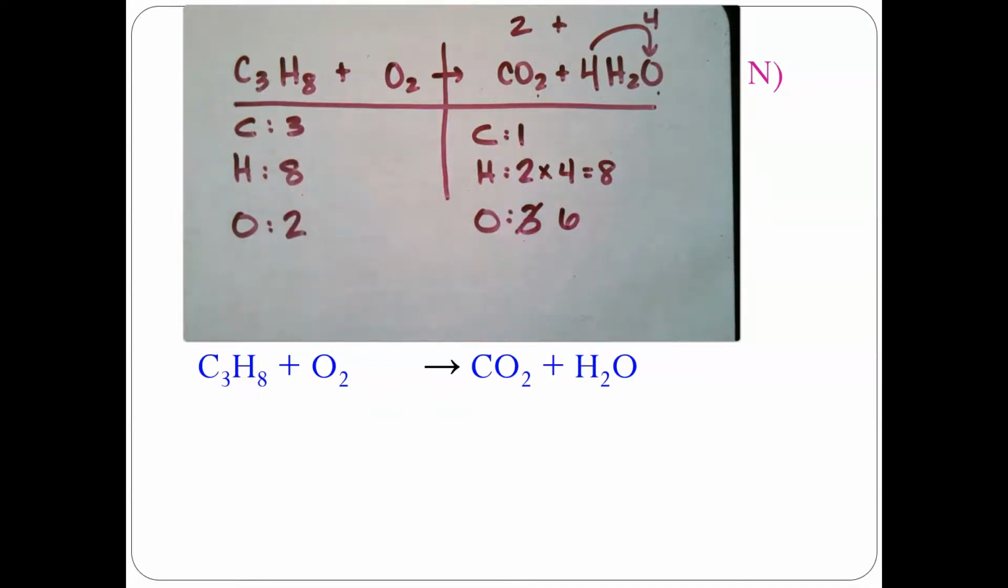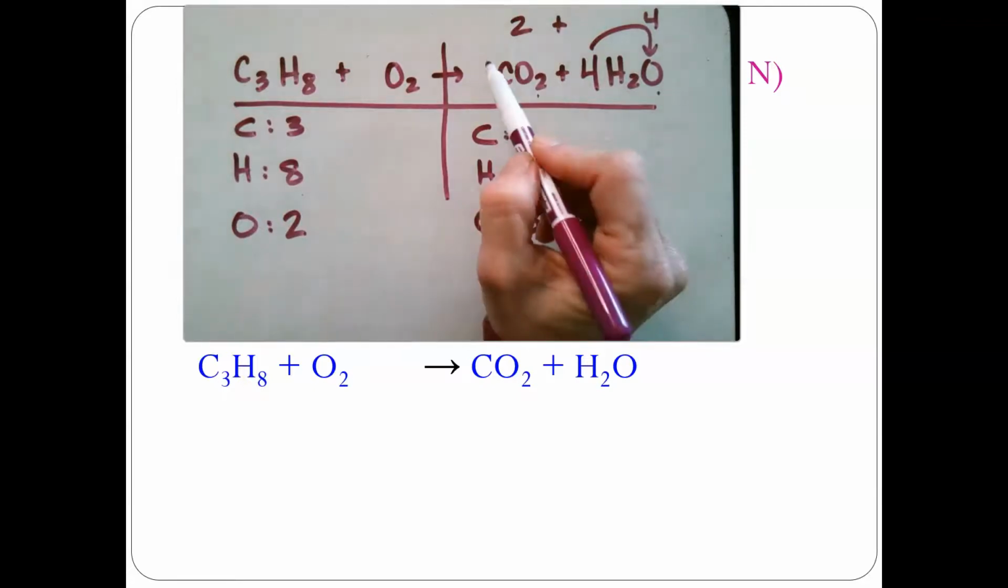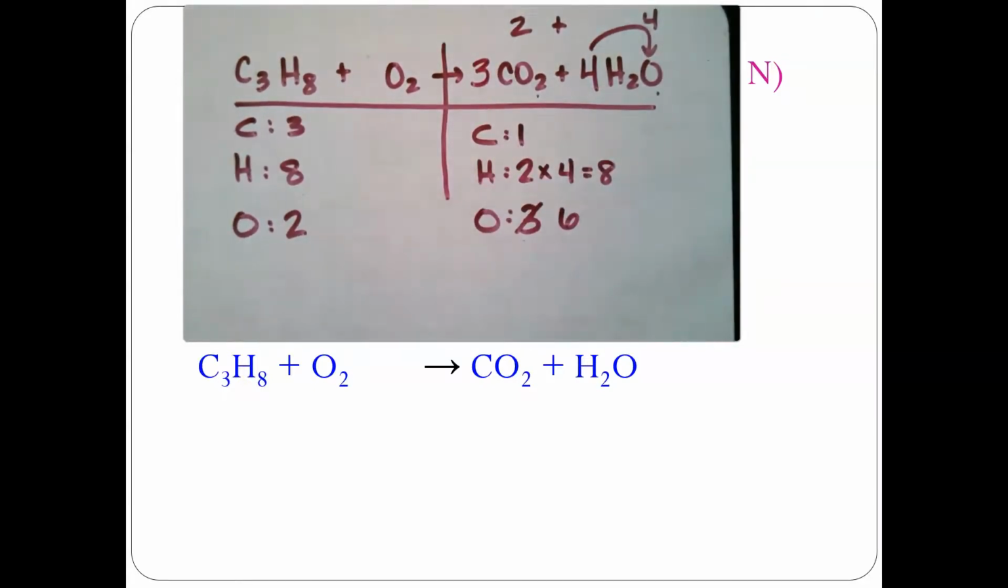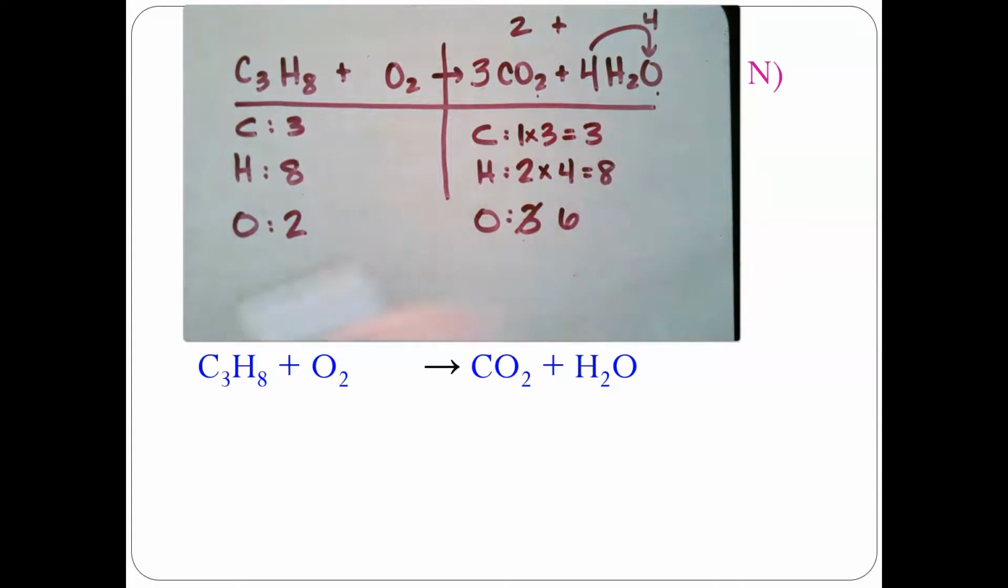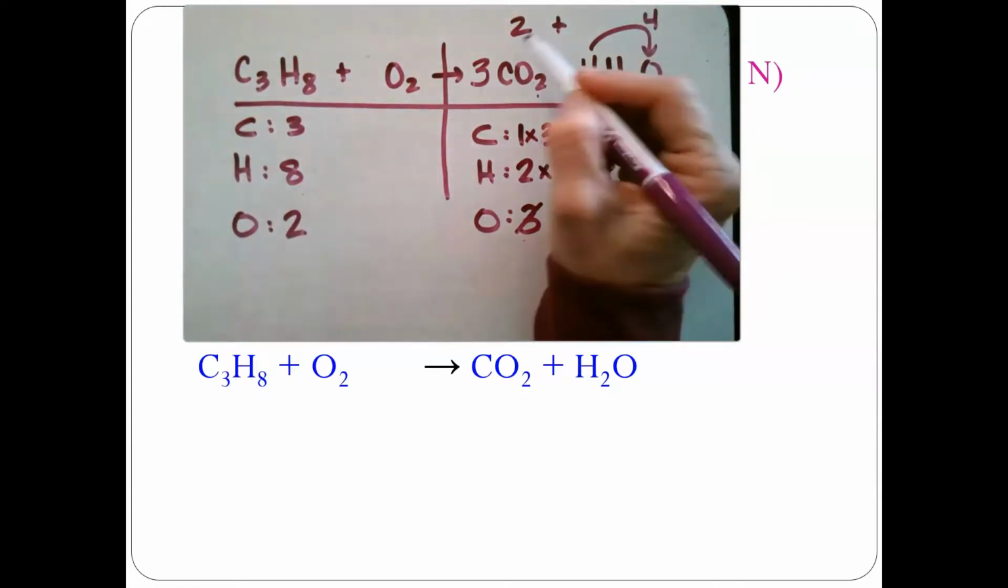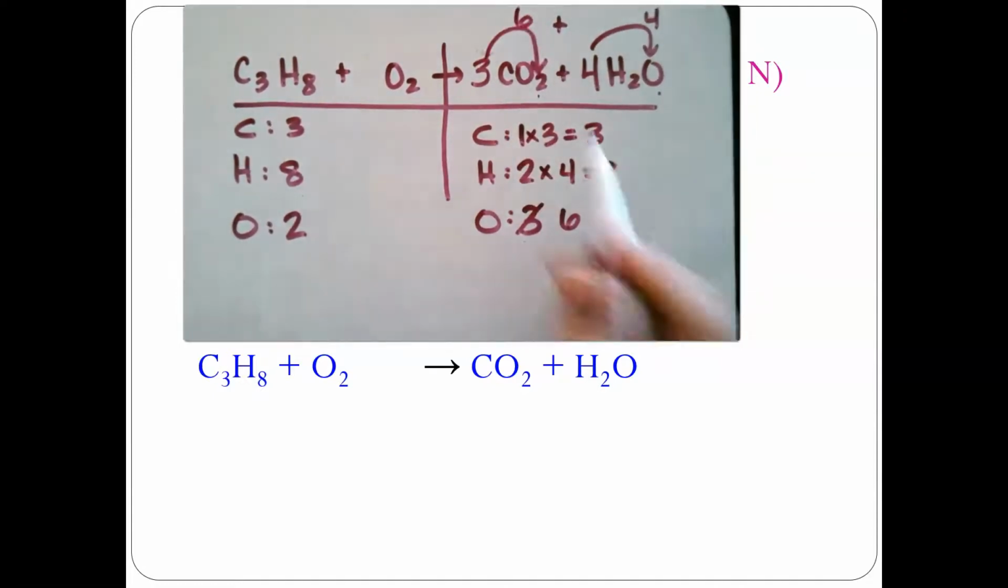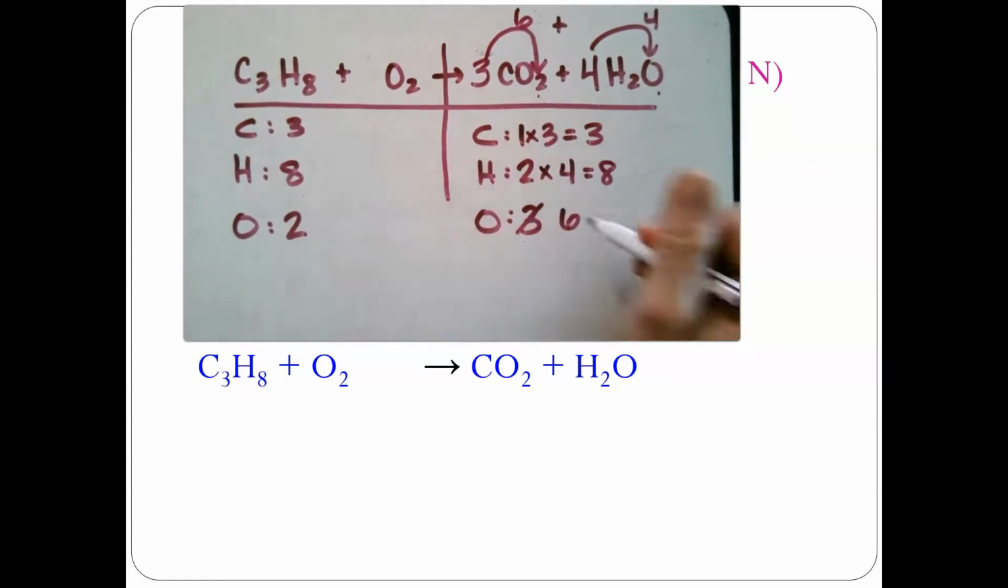My carbons are not balanced. So what I'm going to do here is put a 3 in front of my carbons. Times 3 gives me 3 carbons. 3 times 2 gives me 6 oxygens plus 4 oxygens gives me 10 oxygens all together on the right.